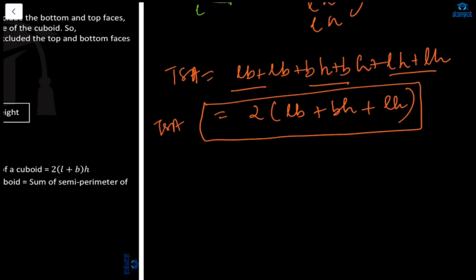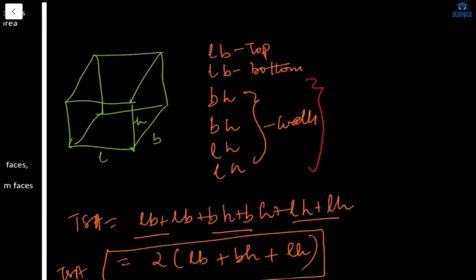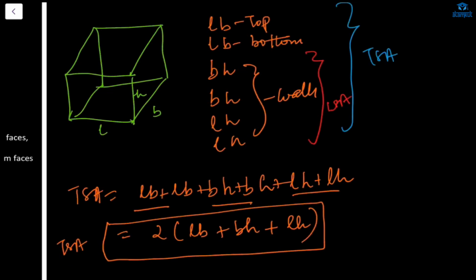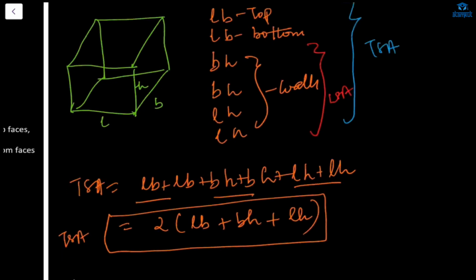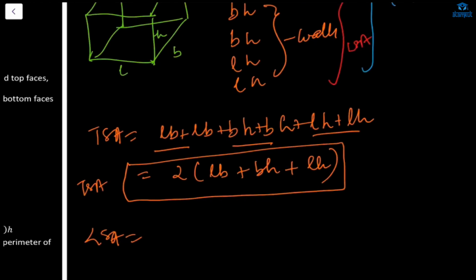Now, if we are going to find out only the 4 faces, that is LSA. So what will it be? The 4 walls means this much. This is your complete. Wait, I will write. This is for your LSA, and this is for your TSA. For LSA, lateral surface area, you are going to just add this. If you see, H is common in all.